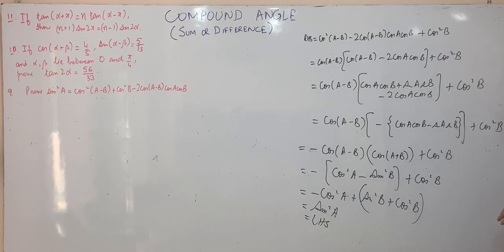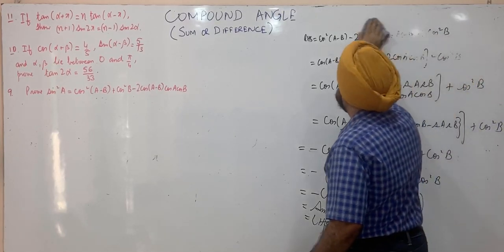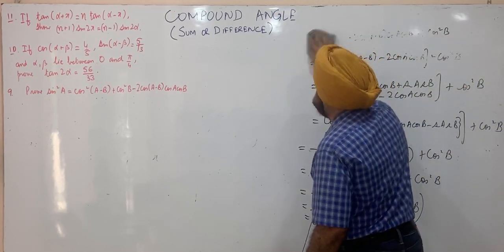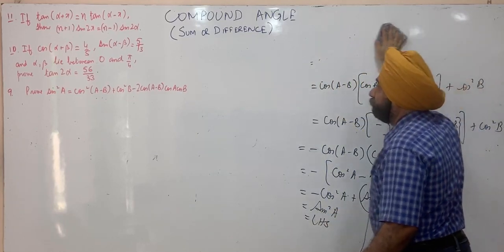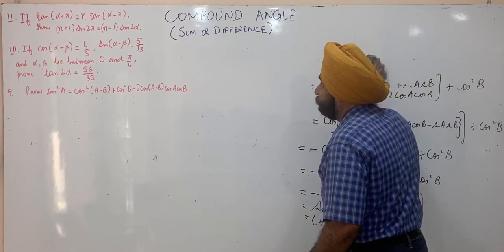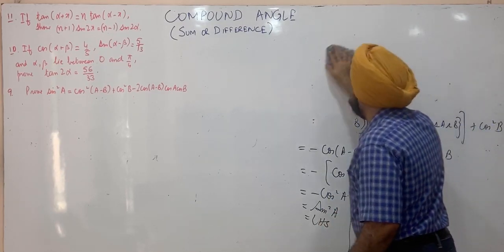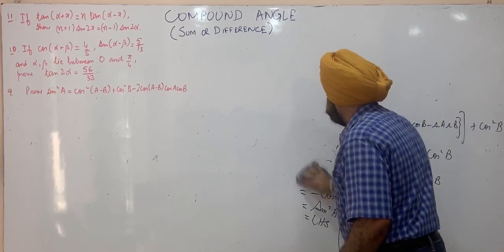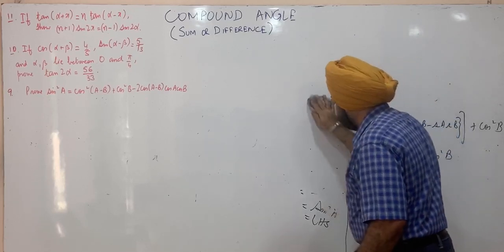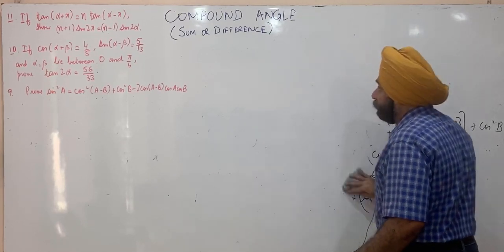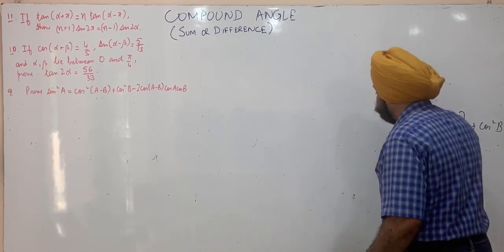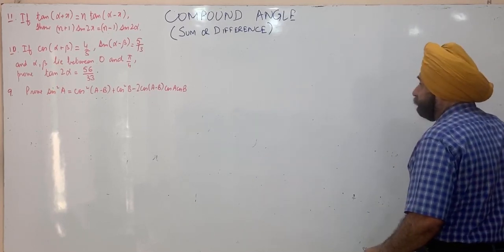The next one. We are given cos of alpha plus beta is 4 by 5, sin of alpha minus beta is 5 by 13. Both alpha and beta are angles between 0 degrees and 45 degrees, 0 to pi by 4 radians. We have to find the value of tan of 2 alpha. We have to prove it's 56 upon 33.